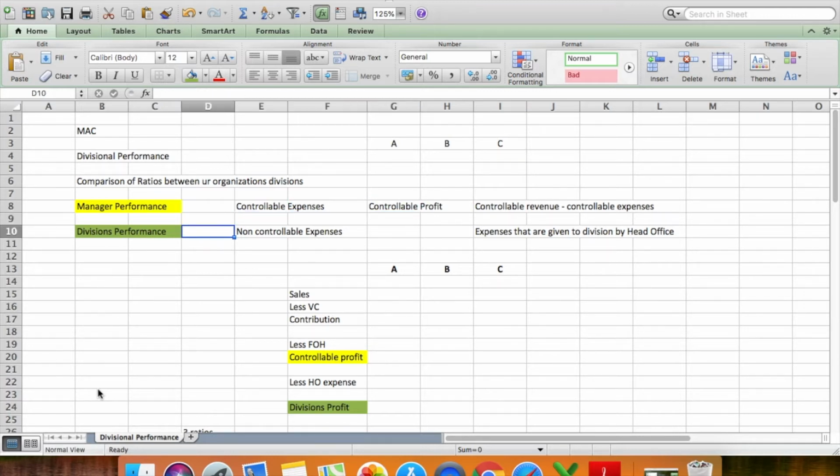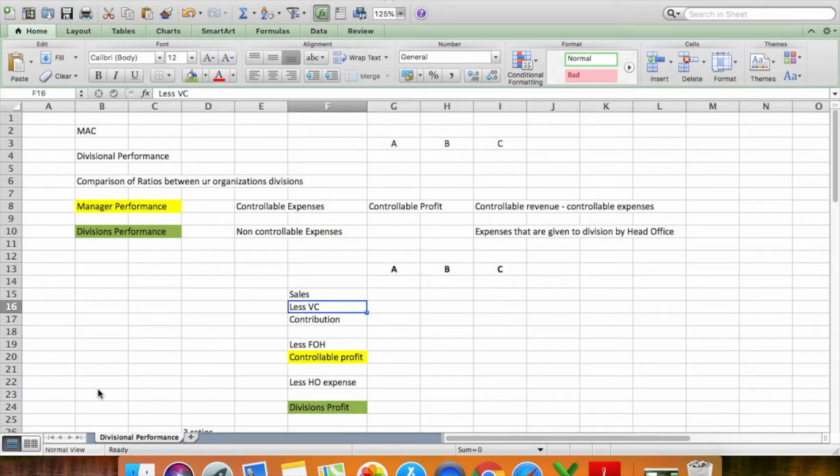That brings us to non-controllable expenses. Non-controllable expenses are expenses that are mostly, as written here, given to the division by head office. These are expenses that are allocated by head office to different divisions based on their divisional performances.